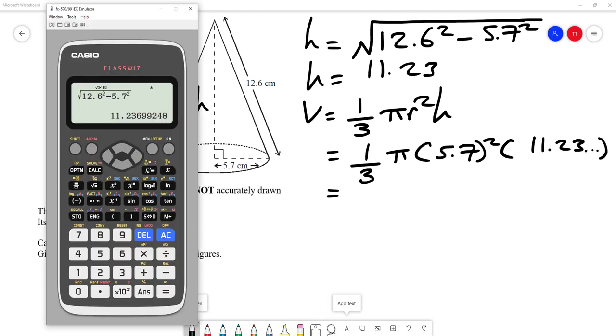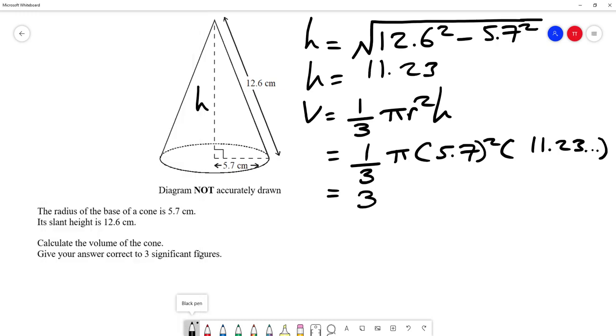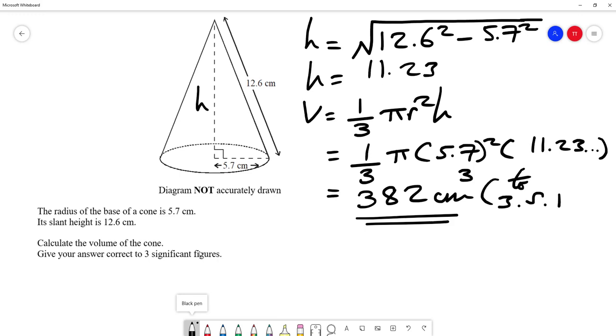Type into my calculator: a third times pi times 5.7 squared times the perpendicular height. So I get 382 to 3 significant figures, and it's centimeters cubed. And we say 3 SF.